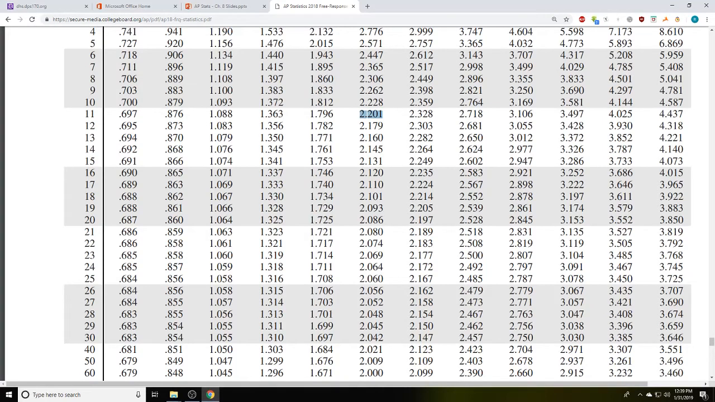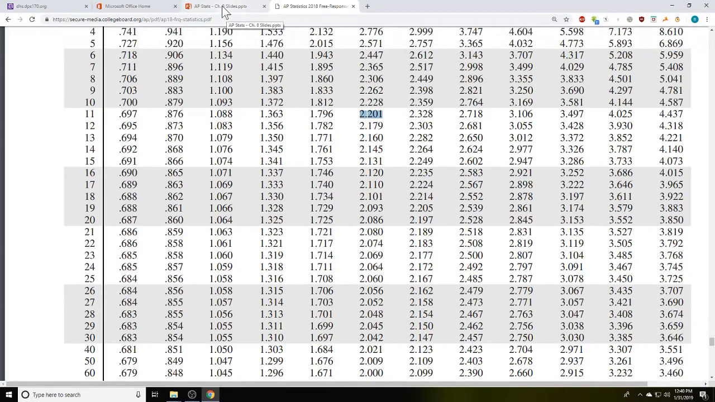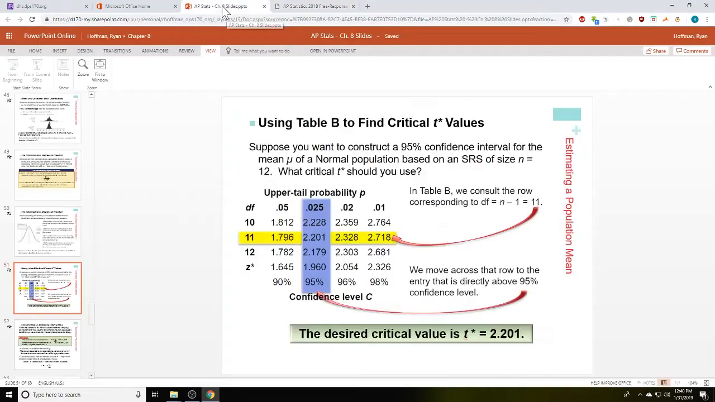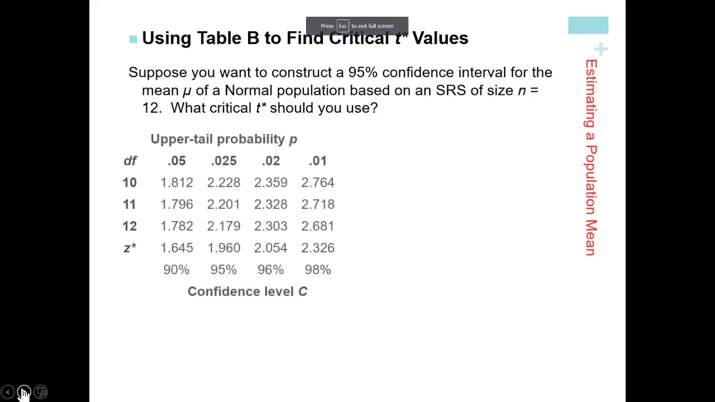And you can do this in the calculator as well. In the same menu where you find your normal CDF and inverse norm, you're going to find a t-CDF and inverse t. So if you're more comfortable with the calculator, see if you can transfer over your knowledge about how we use the calculator for z-scores and see if you can get this 2.201 on the calculator for your t-scores. Remember, your degrees of freedom is 11, 12 minus 1. You should get about the same answer on the calculator. But back to our slides. Back to our notes.